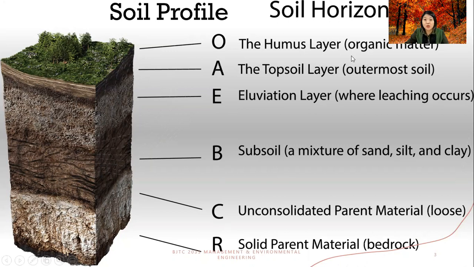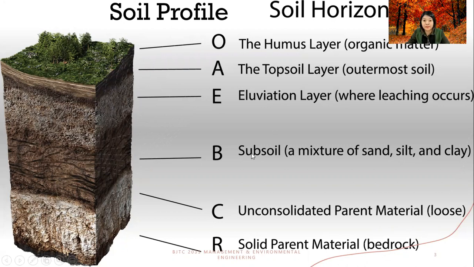O, A, E, B, C, R. Okay, so the first layer is an organic layer. We call it the humus layer. This humus layer is usually where we stay and where the grass can grow. And then second is the topsoil. Afterward is the place we call the eluviation layer, where the leaching will occur, which means all those things will be mixed up here. If you have something that can be leached or leaked, you will have it here.